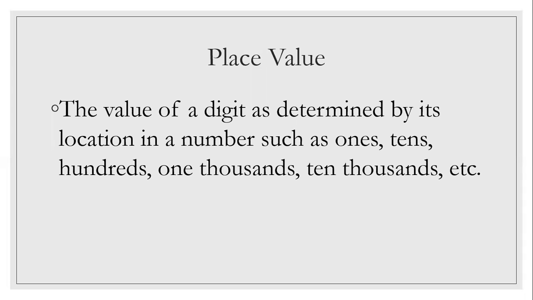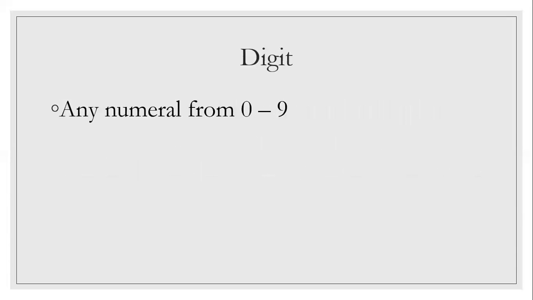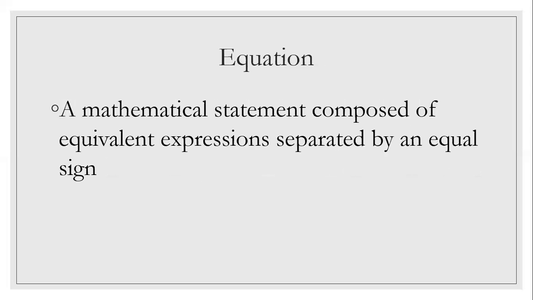What is place value? Place value is the value of a digit as determined by its location in a number such as ones, tens, hundreds, 1,000s, 10,000s, etc. What is a digit? A digit is any numerical form 0 through 9. Equation. An equation is a mathematical statement composed of equivalent expressions separated by an equal sign.